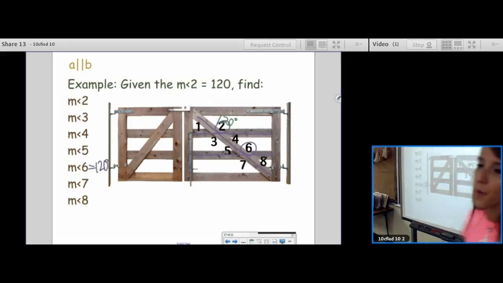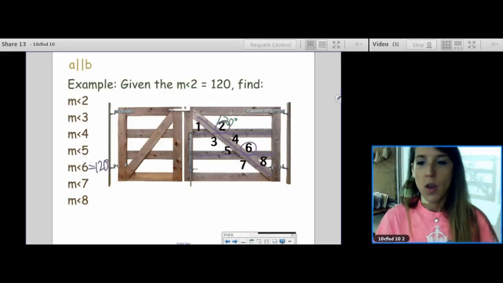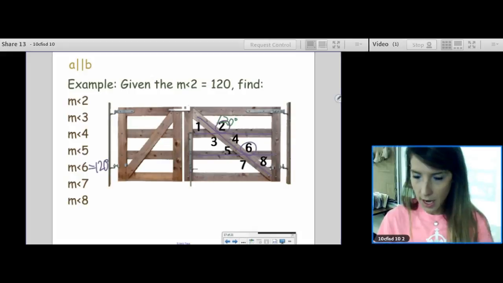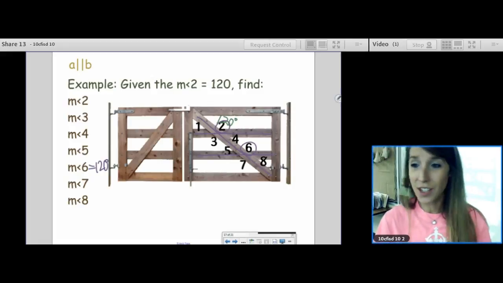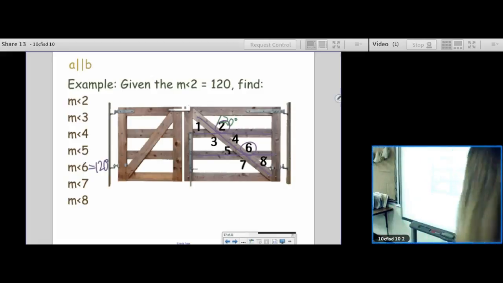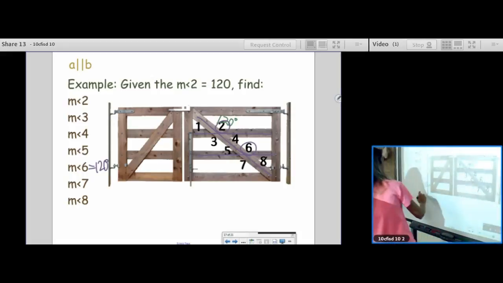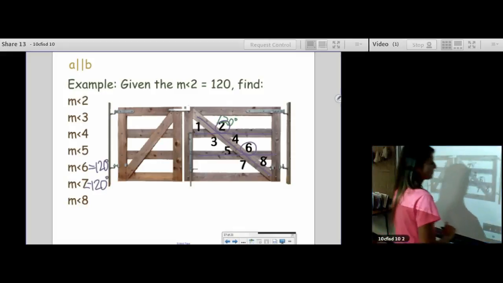Okay, let's do another vocab word. 2 and 7. What are 2 and 7? What vocab word? Alternate exterior, right? That does not start with an S. If it doesn't start with an S, then they are congruent. So 7 is also 120.